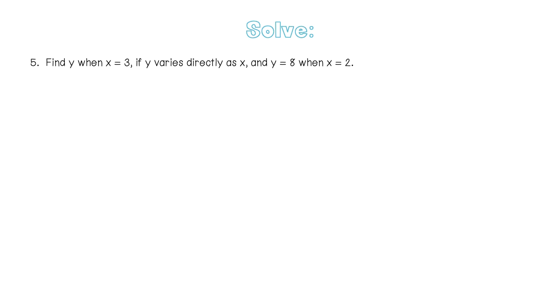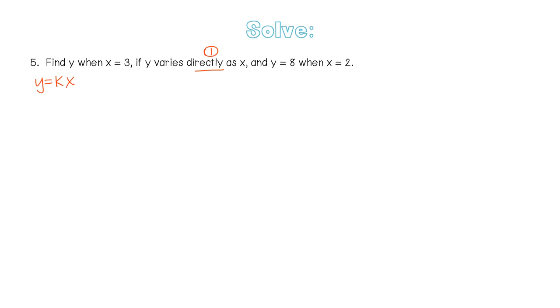The first step is to identify your keyword. In this case, it's directly. What does directly mean? To multiply. So, y equals k times x. There's my equation. First step.